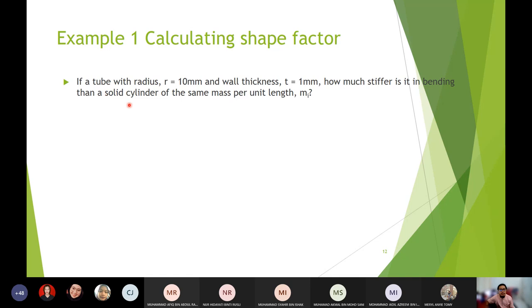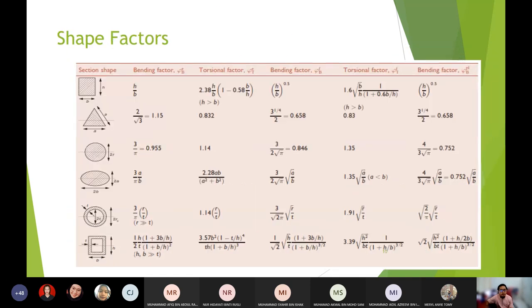Apa formula nak pakai? Okay, dia kata sini, ni tube eh. So kalau tube tadi, this is the shape of tube. Okay, how much stiffness is it in bending? Ni bending kita.